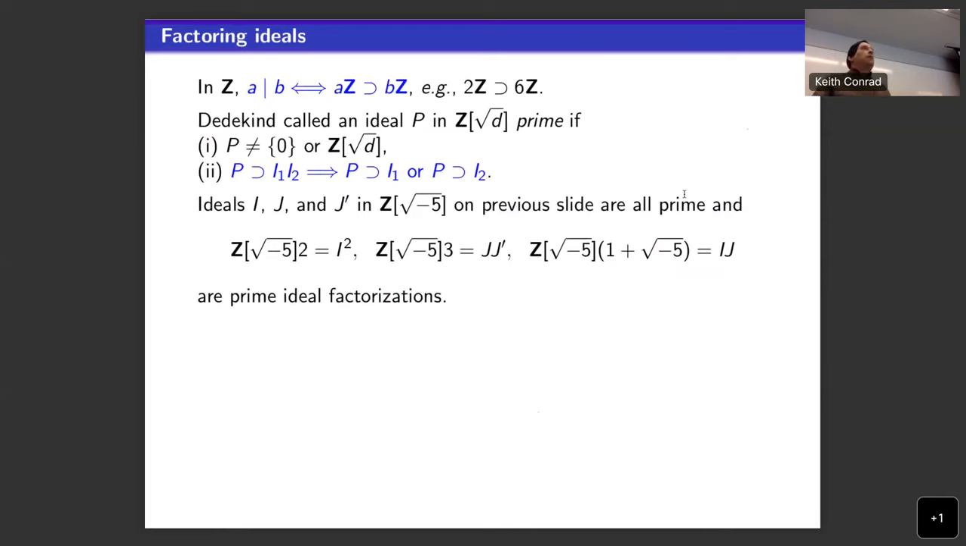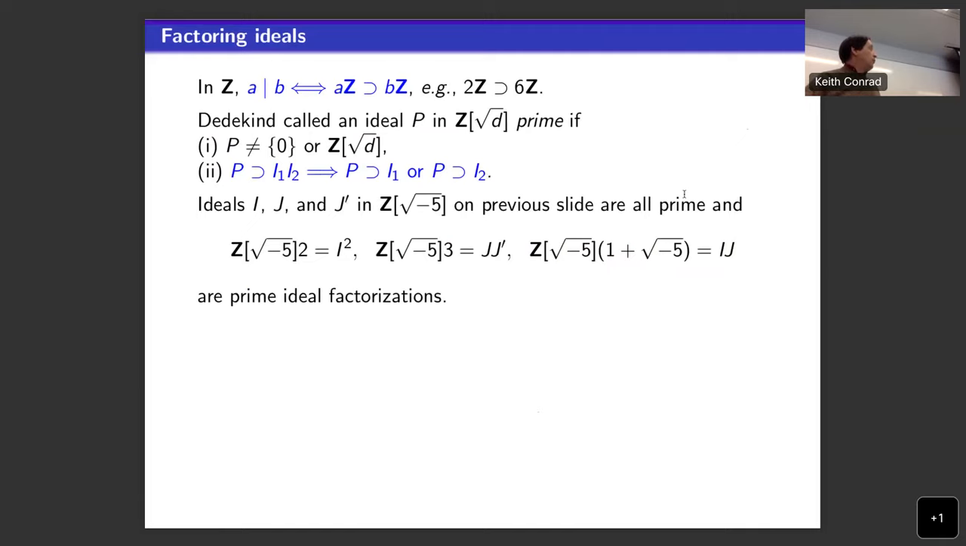So to get ideal factorization, we need prime ideals. And to define prime ideals, Dedekind took a cue from what happens in the integers, where if A divides B, then the multiples of A contain the multiples of B. These are equivalent conditions, like the multiples of 2 contain the multiples of 6 is what it means to say 6 is even in terms of their multiples. And so he would define a prime ideal by using reverse containment as a substitute for divisibility.